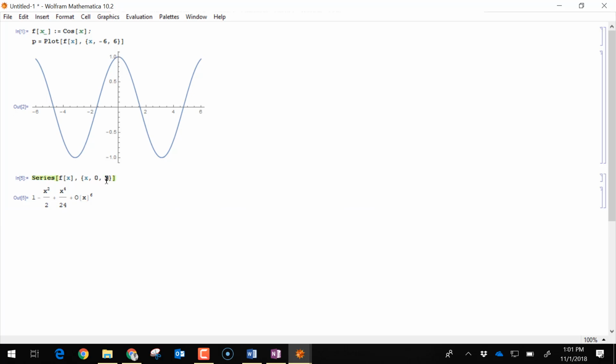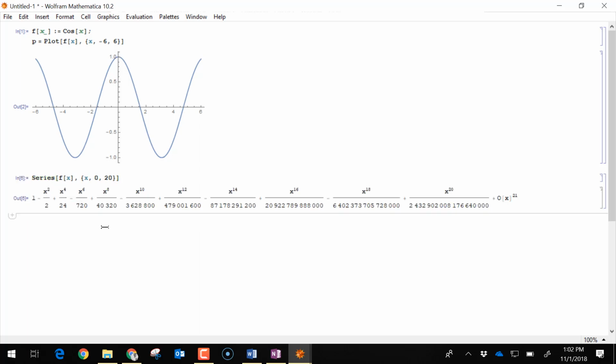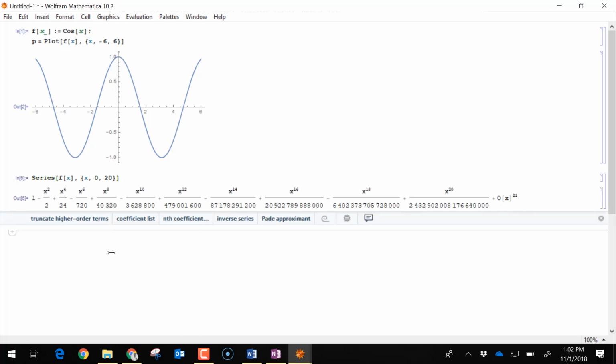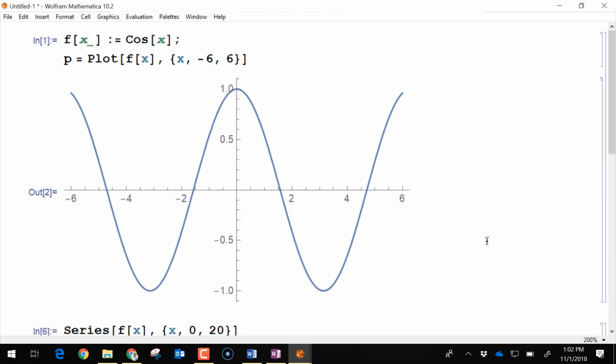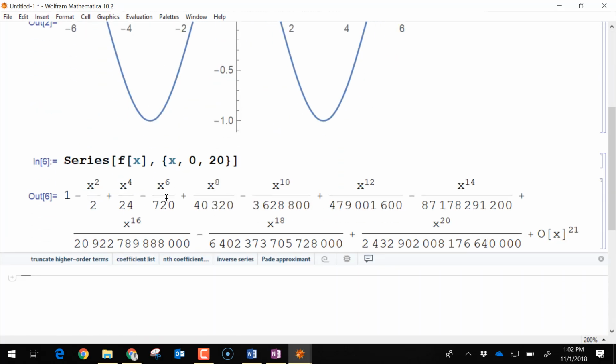So I can go all the way up. Since I have a computer like this, I can go as far as I want to, like up to 20th degree. And so I have 1 minus x squared plus. Do you know what these numbers in the denominator are? So 2 factorial, 4 factorial, 6 factorial, 8 factorial. These are just factorials.